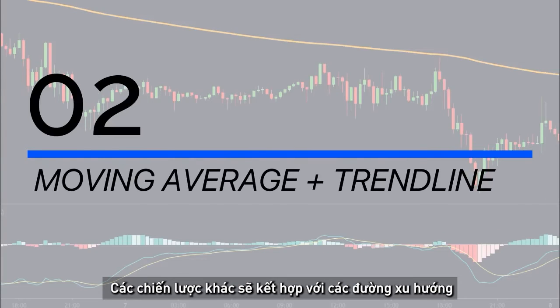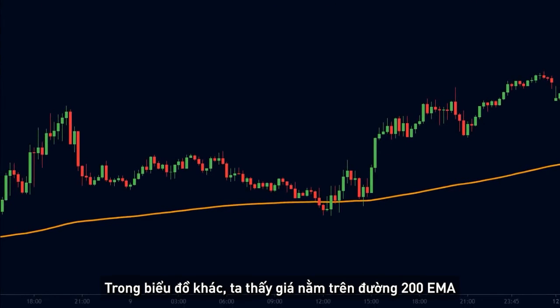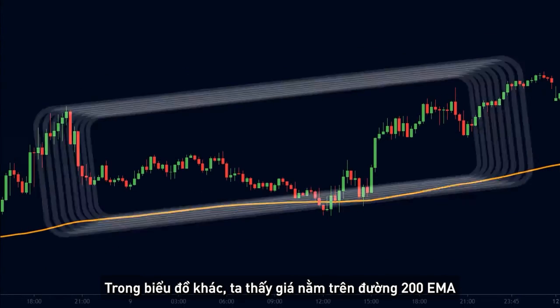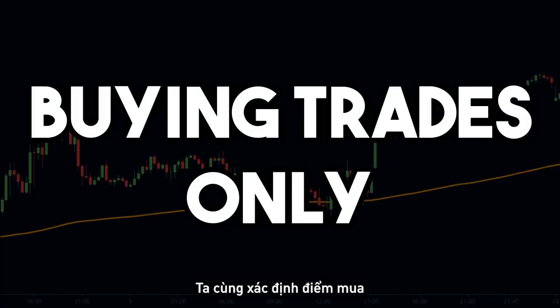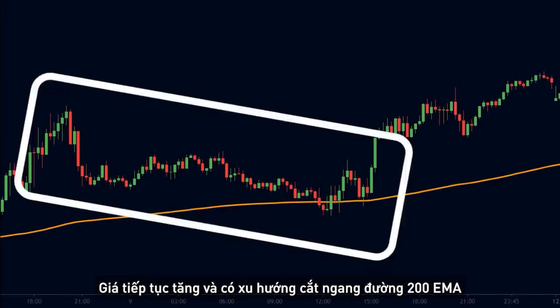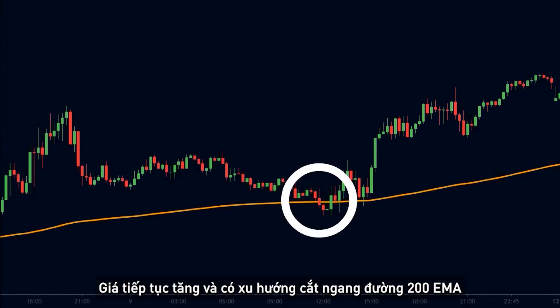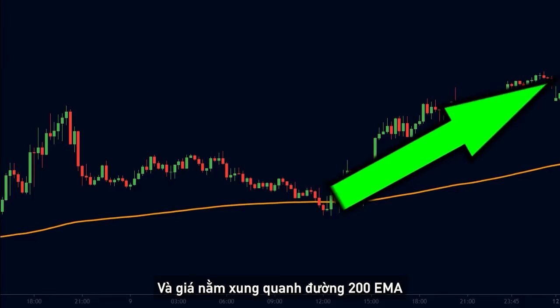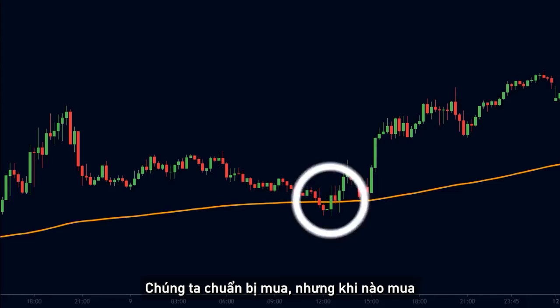Another trading strategy for the moving average is by combining it with a trend line. So on this chart we can clearly see that the price is trading above the 200 EMA. So we will look for buying setups only. Here is a strong pullback in price, and the price touches the 200 EMA. At this point we know that the 200 EMA provides support to the price, and the price may bounce off this EMA. So we want to buy here.